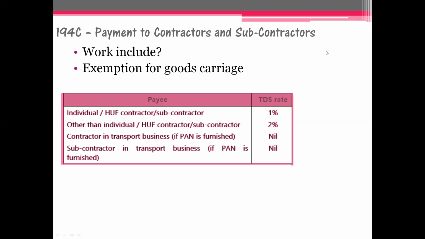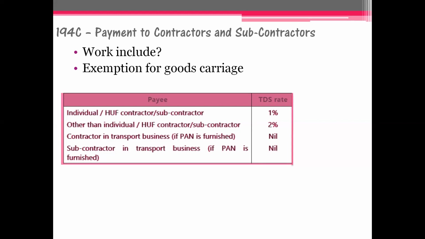There are certain exemptions to deducting tax for goods carriage cases. If your goods carriage agency owns only 10 or fewer goods carriages at any time during the previous year, or is engaged in the business of buying, hiring, or leasing goods carriages, and the third condition is that he should declare or furnish his PAN to you, only on such declaration, no tax needs to be deducted. So if the goods carriage person does not satisfy these 3 conditions, you have to deduct tax under 194C.